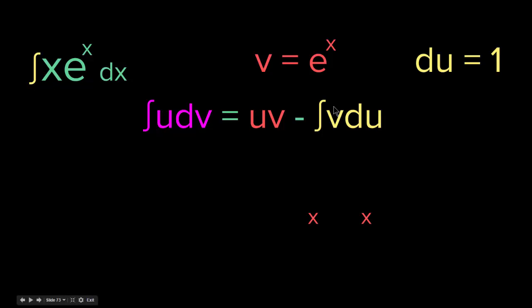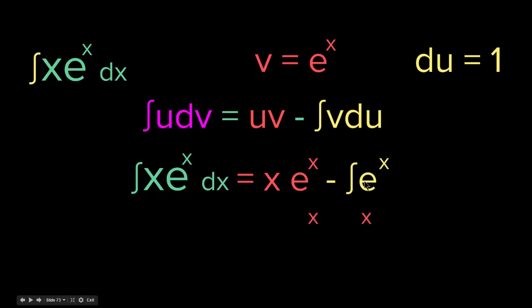So let's put everything back into this equation and see if we can get the integration. When we do that, the integration of x e^x dx equals x e^x, because u is x and v is e^x, minus the integration of e to the x, because du is 1 and v is e^x, so it is just the integration of e to the x, and this is equal to e^x minus e^x, because the integration of e^x is just e^x. And as you can see, we have done the integration. It is very, very simple.